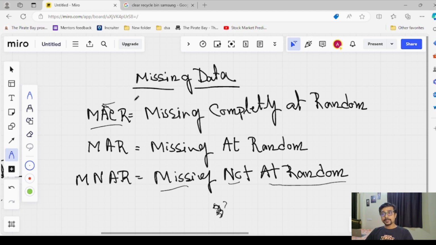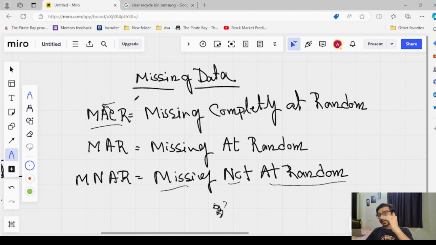Next is MAR, missing at random. That means in this case the data is missing at random, but still there is some pattern. Let's see a scenario. You see that the age field is missing in many places. In some places age is completely missing, and that's okay, you can understand. But after studying carefully, you see that in some cases gender and age are both missing together.